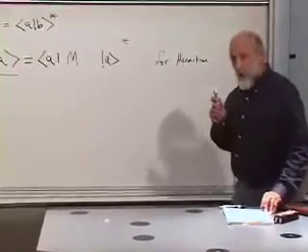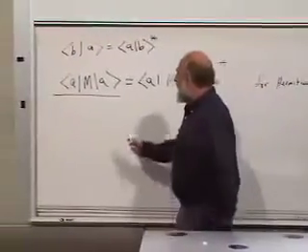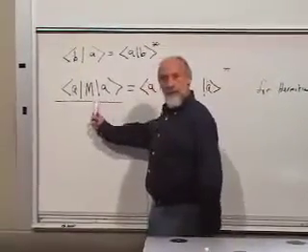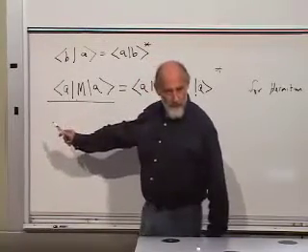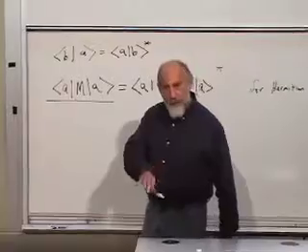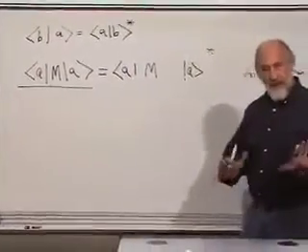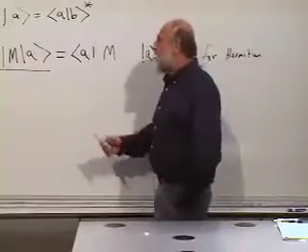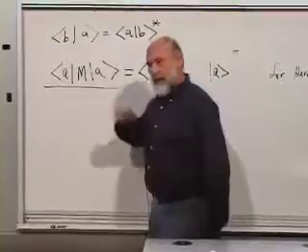If you have a Hermitian matrix, then we should give this object a name. It's called the expectation value. Why it's the expectation value, or what it has to do with anybody's expectations, is something else. It just has a name. It's the expectation value of M in the state A.